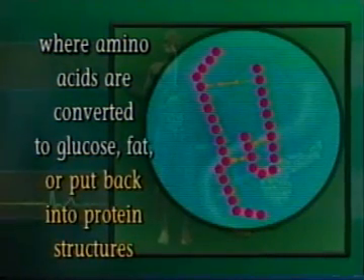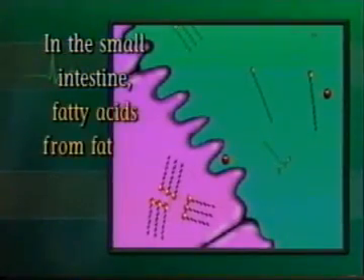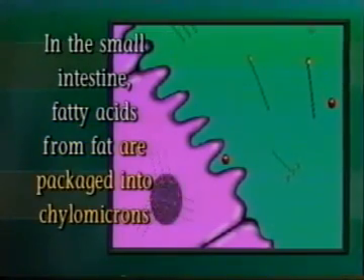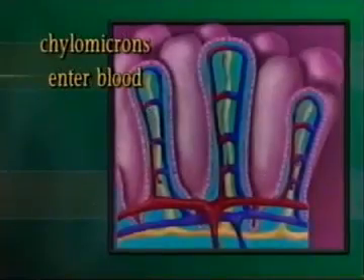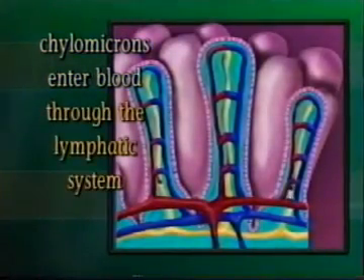back into protein structures. In the small intestine, the fatty acids from the fat are packaged into chylomicrons, which take lipids from the intestinal cells into the body. The chylomicrons enter the blood through the lymphatic system.